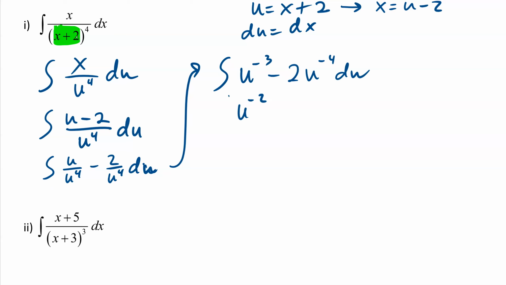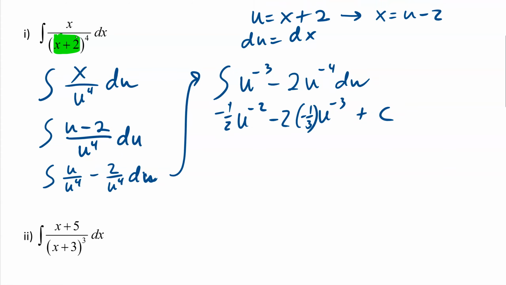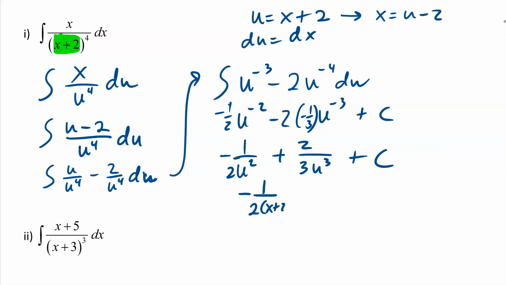So we end up with u to the negative 2 over negative 2, minus 2, u to the negative 3 over negative 3, plus c. And so now we just need to do a little bit of rewriting to get it back to where it's supposed to be. So this is negative 1 over 2u squared plus 2 over 3u cubed plus c. And so we can put it back together with a little multiplication into one fraction, but we got that constant off to the side anyways. Let's just leave it. So this is negative 1 over 2 times (x plus 2) squared plus 2 over 3 times (x plus 2) cubed plus c.